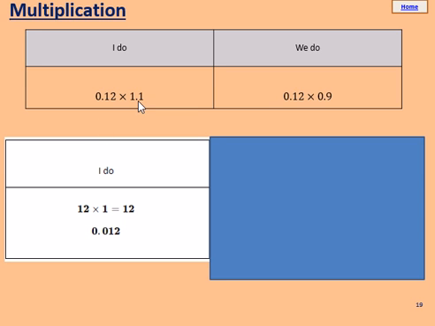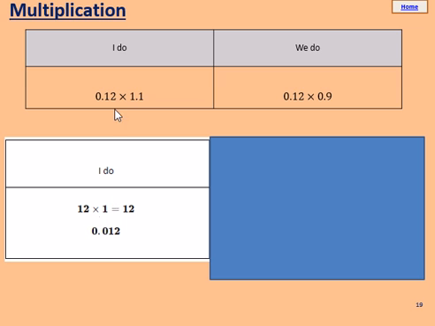1.1 is 10 times smaller than 11. So our answer to 12 times 11 was 132. But our answer is going to be 100 times 10 times smaller, so 1,000 times smaller than 132. So if we do 132 divided by 1,000, we'll get 0.132. I'm sorry for the error on this.